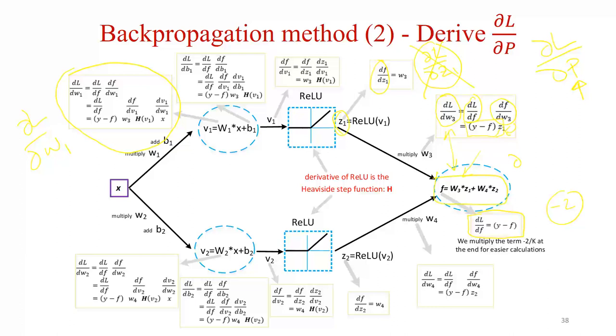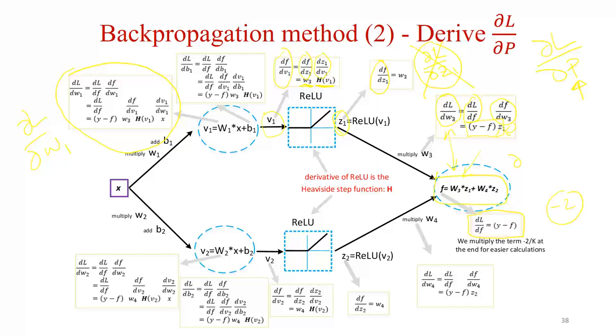Now, you will see that I have an intermediate variable here again. So I'm going to compute delta F over delta V1, which equals delta F over delta Z1 multiplied by delta Z1 over delta V1. Again, the chain rule. So delta F over delta Z1 equals W3, and delta Z1 over delta V1 equals h of V1.